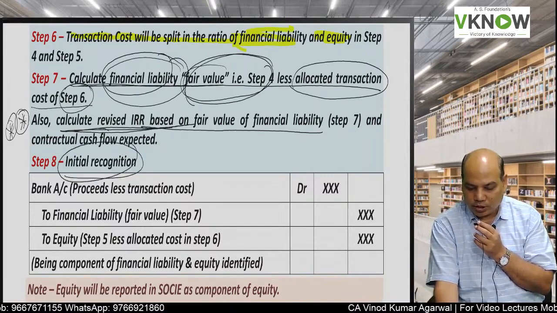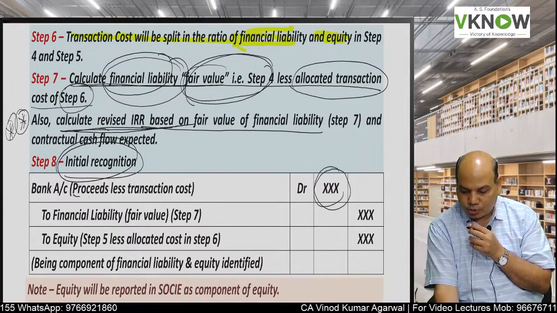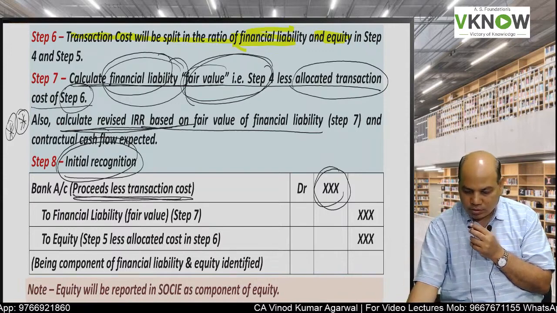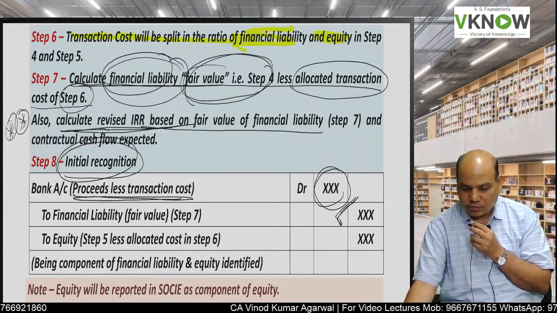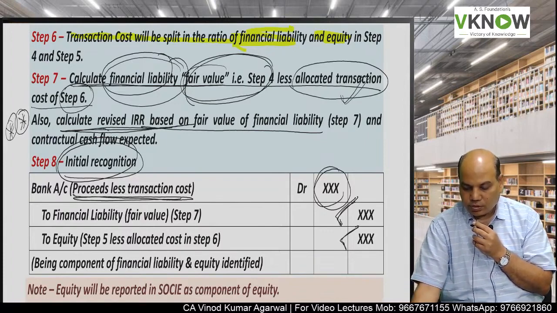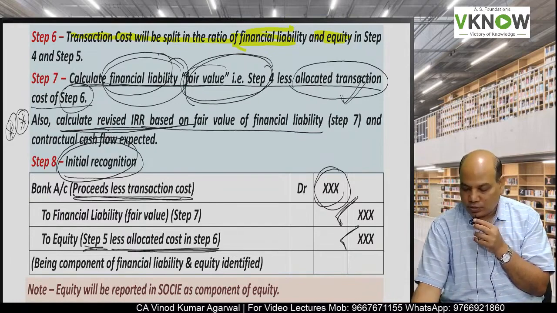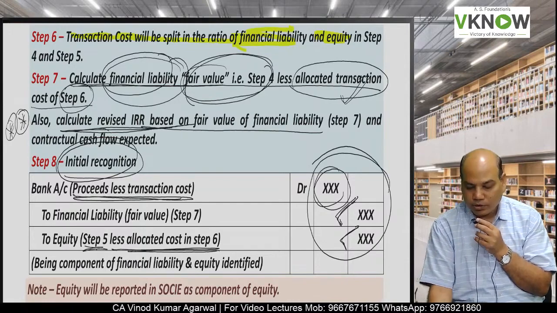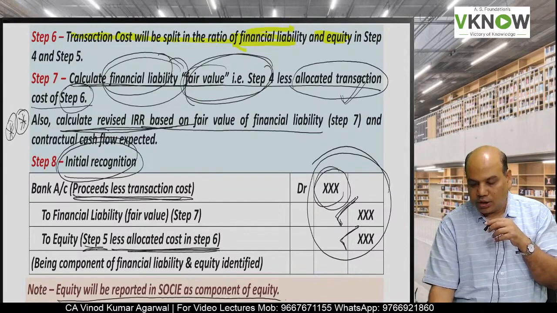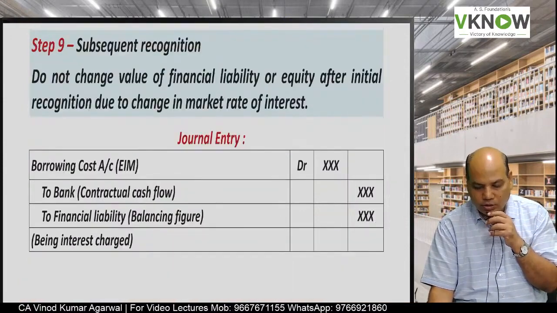So accounting treatment now, initial recognition: bank account debit, proceeds less transaction cost, because you will receive the net amount, to financial liability as we have computed in step 7, and to equity, that means the step 5 amount minus the allocation of transaction cost. So this will be my initial entry. Equity will be reported in SOCIE, as a component of equity.